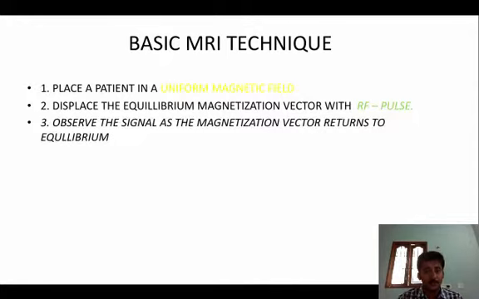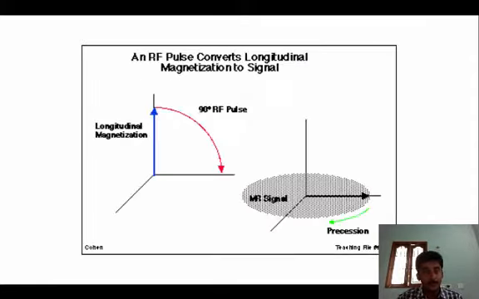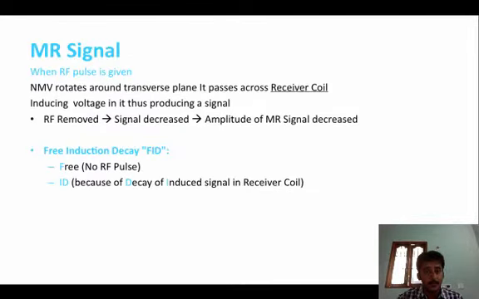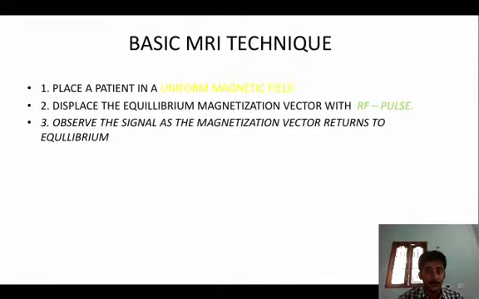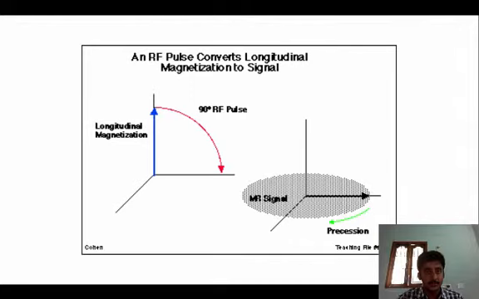So actually we consider the time of relaxation, and we also consider the angle deflected. We consider the time as well as the energy radiated. So we use this to detect a particular portion of the object. So this is the basic MRI technique.